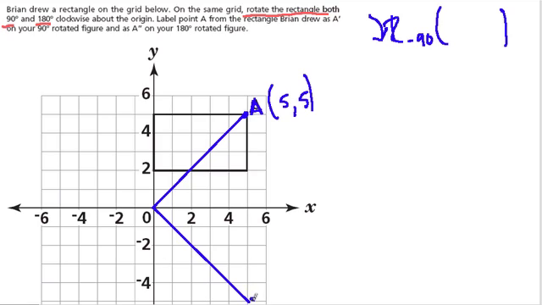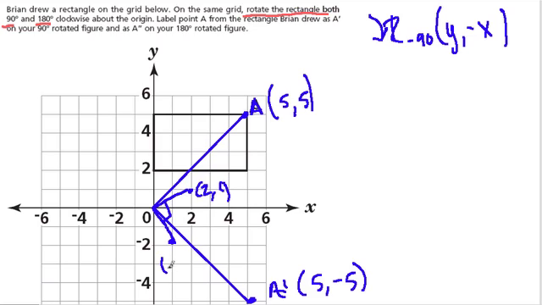A prime should be right here, and that is 5, negative 5. So really what happened was, and it's hard to see with this example, I get y, negative x. You can see it if we had 2, 1, for example, and you draw a line to it, the new line would be 1, negative 2, right down here. You can see that right angle. So 2, 1 became 1, that's the y point, and then negative 2, the opposite of the x. And we go over this in detail in other videos.